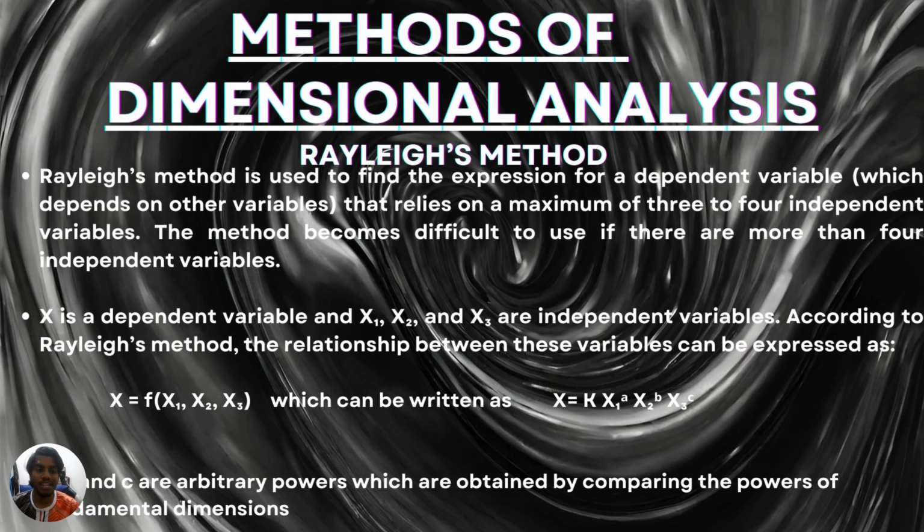X is a dependent variable and x1, x2, x3 are independent variables. According to Rayleigh's method, the relationship between these variables can be expressed as x equals a certain function, which can be written as x equals k times x1 to the power a, and so on. So a, b, c are arbitrary powers which are obtained by comparing the values of fundamental dimensions. Rayleigh's method, in my opinion, isn't recommended that much because it can be difficult to use if there are more than 4 variables. So I would say it isn't that suitable to be used.